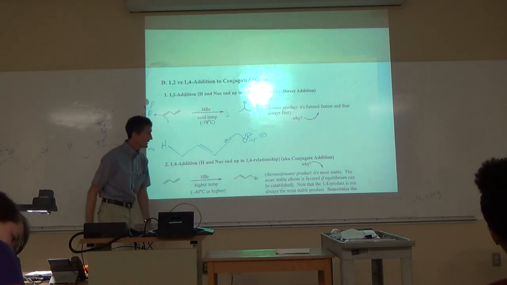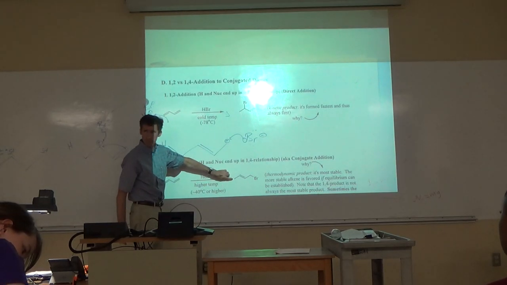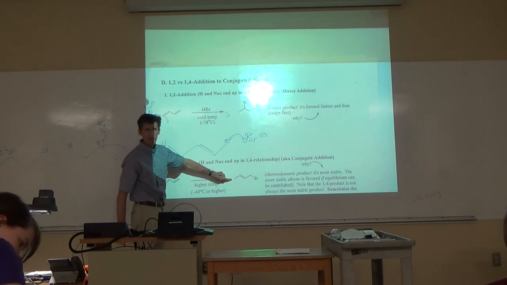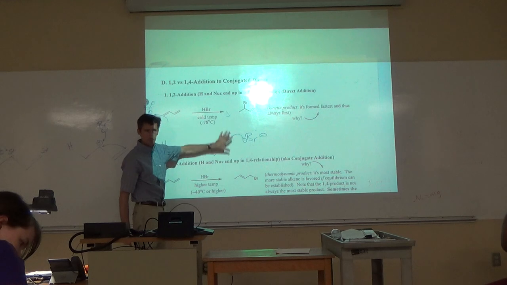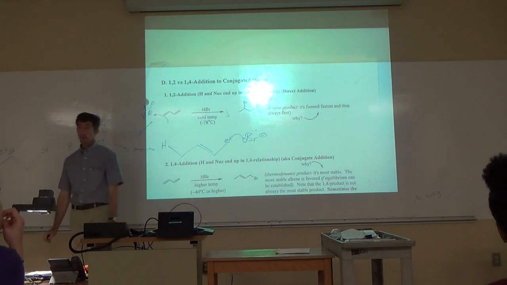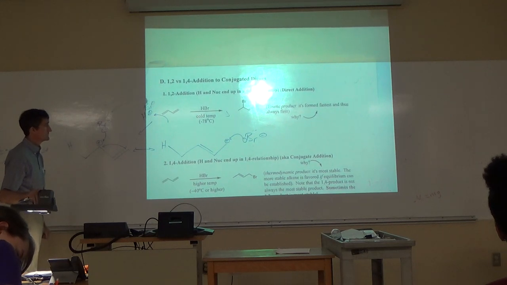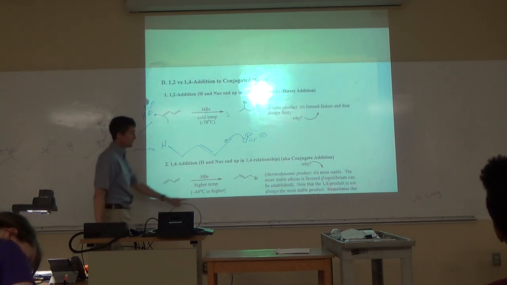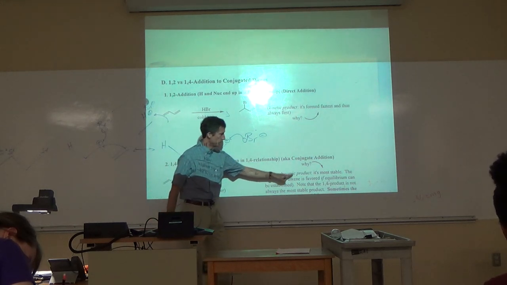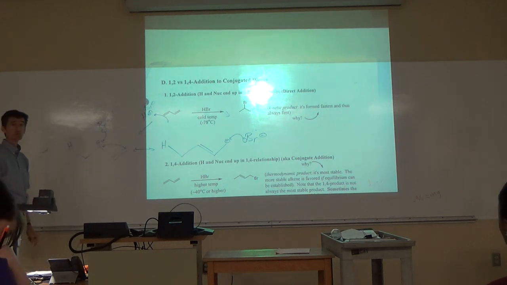Okay, down here, this is called the thermodynamic product. It's the most stable. Why is this the most stable product? Why is that more stable than that one? We talked about this last week or so. This one's more stable because it's disubstituted. That is monosubstituted, right? See that? More stable. The more stable product is called the thermodynamic product. But it's not formed fastest or first.